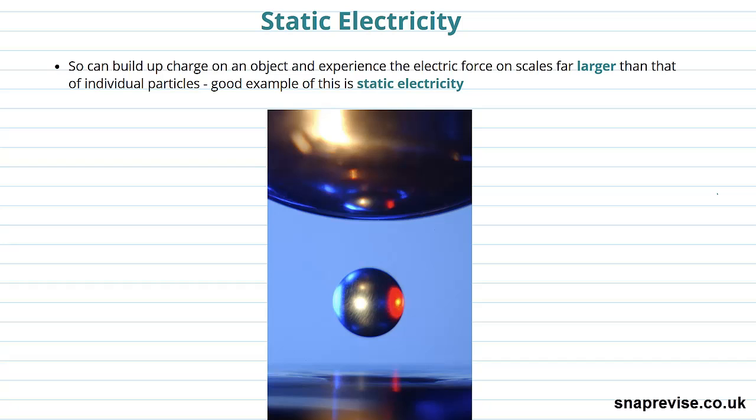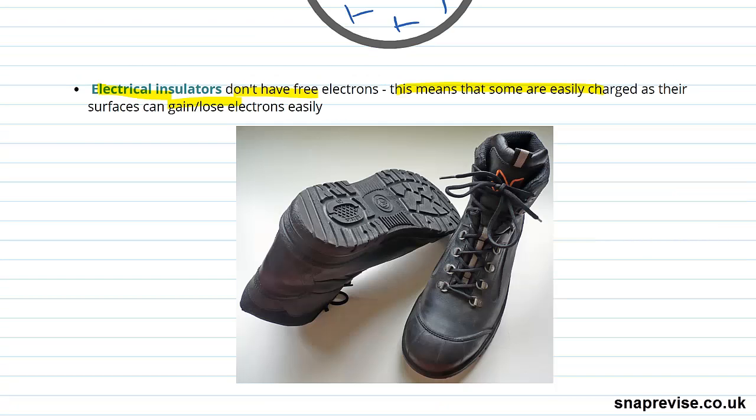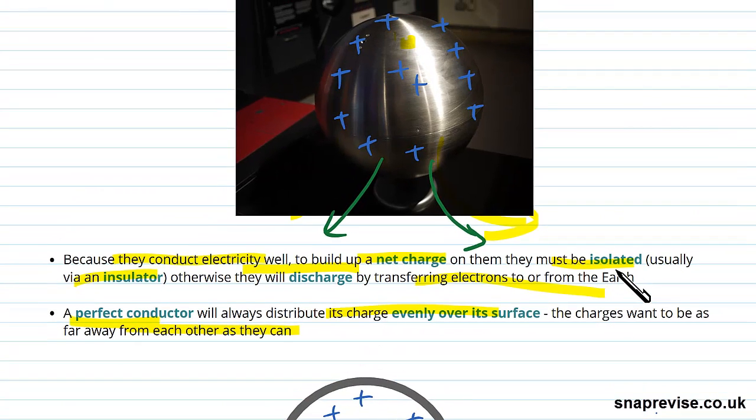So in our last video, we were talking about conductors and insulators. We were saying that, for instance, a metal conductor allows charge to pass through it very easily, which is what makes it a good conductor for conducting electricity. But that also means that if you want to build up a charge on them, you have to insulate them, so they have no way of passing on that charge to the ground and discharging.